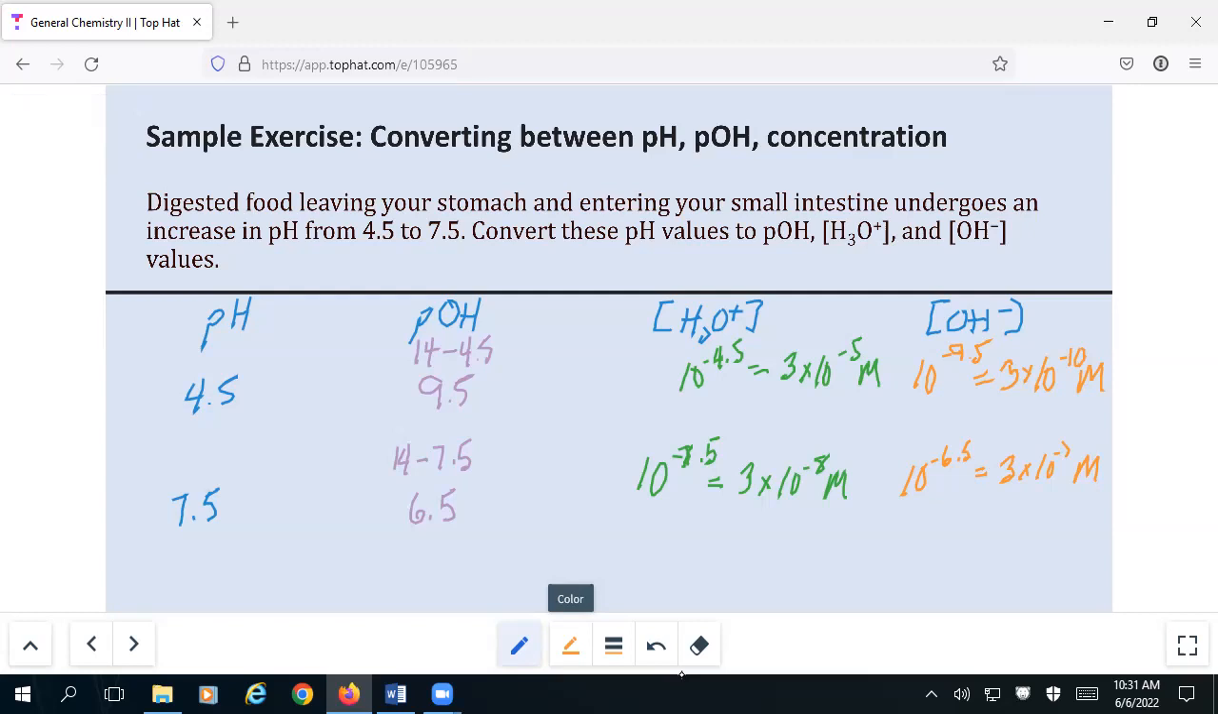Now, the way that you could check yourself for all of these, remember pH and pOH have to equal 14. So 4.5 plus 9.5 is 14. 7.5 plus 6.5, also 14. Also remember, hydronium and hydroxide concentrations should multiply together to give you Kw, 1 times 10 to the negative 14th. In each of these cases, you're going to get 9 times 10 to the negative 15th, which is, considering how much we rounded, pretty close.